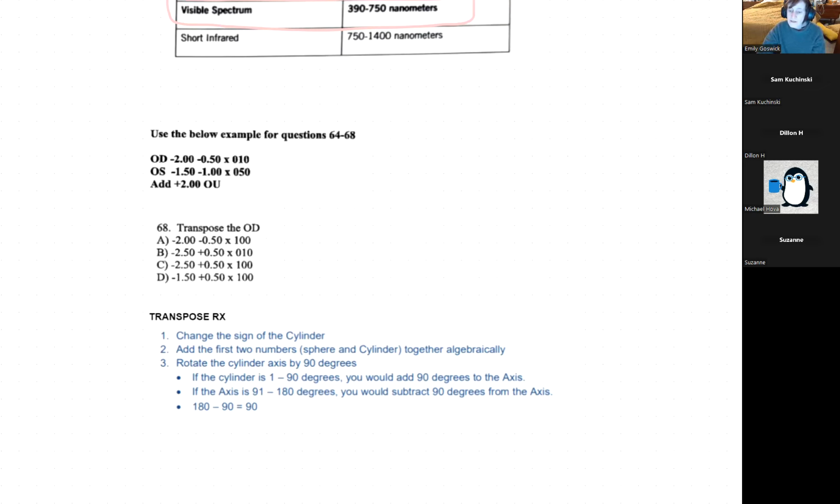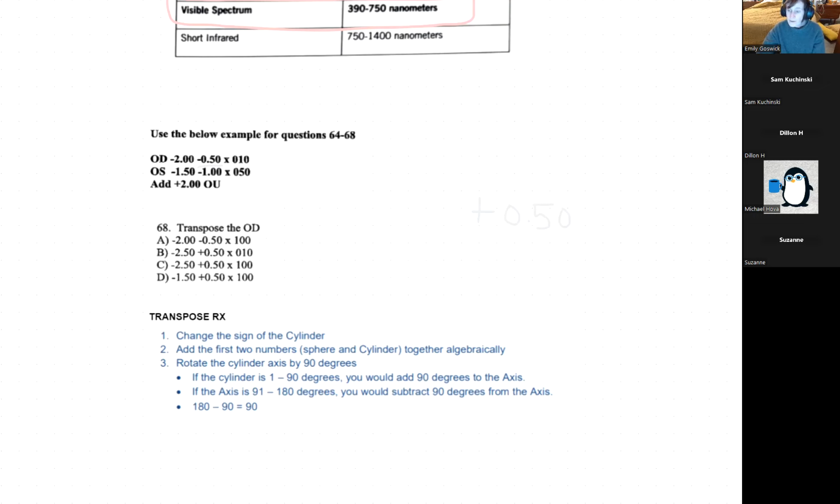You have to change the sign of the cylinder first. In this case, our cylinder is minus, so we're going to make that a plus 50, because we're transposing this eye. They said OD, right? So this is the OD. Okay. Add the first two numbers, sphere and cylinder, together algebraically.